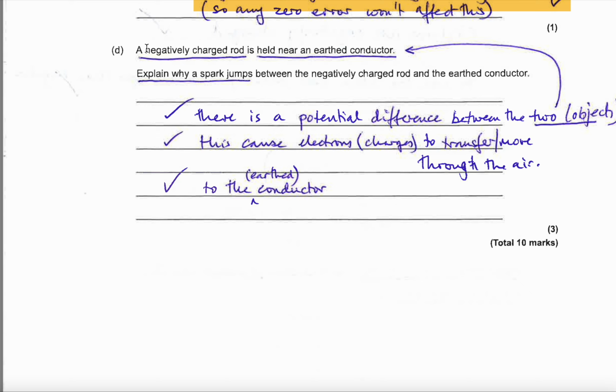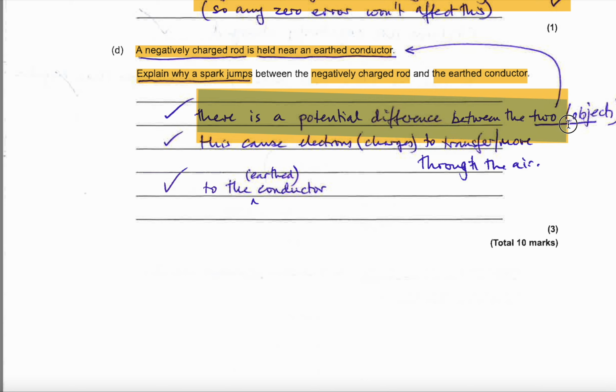Then the final part is a negatively charged rod is now held near an earth conductor. So the conductor is touching the earth, and it says, explain why a spark jumps between the negatively charged rod and the earth conductor. Well, that means there must be a pretty high potential difference between the two objects. The Van der Graaf generator is basically what we show our students, and it will have a large potential difference between a charged area and a neutral earthed conductor.